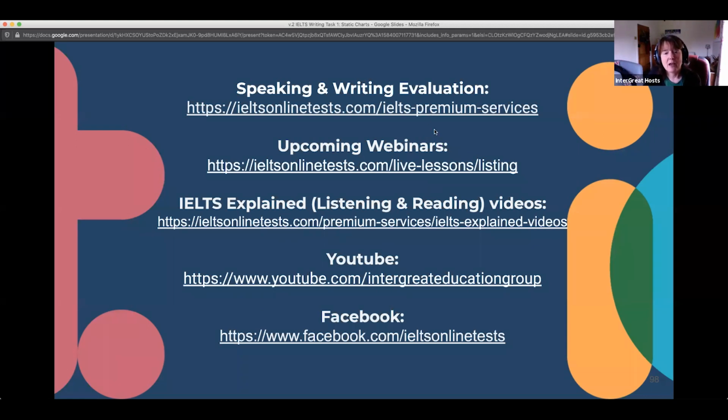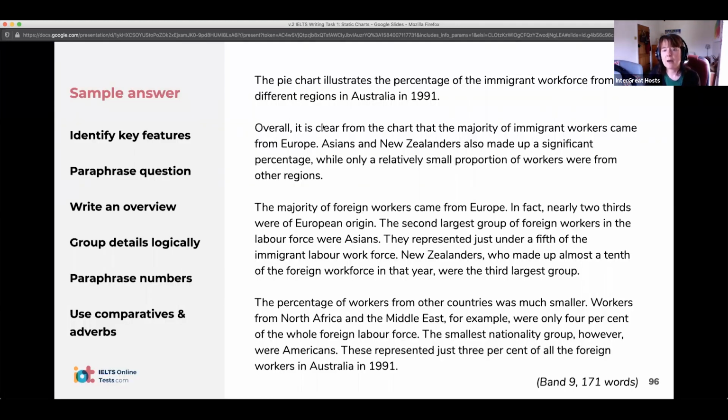Teresa says, are we supposed to write every country on the pie chart in the overview? Not necessarily, Teresa. As you can see with what we did, let me go back to the sample question, we didn't mention the small numbers, yeah? So in the overview, you don't have to mention them, you can group together that there was a group of small numbers, okay?